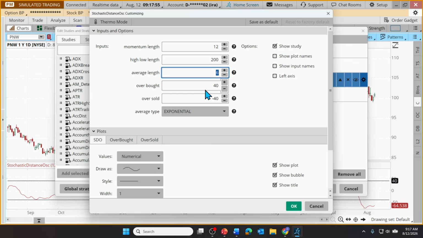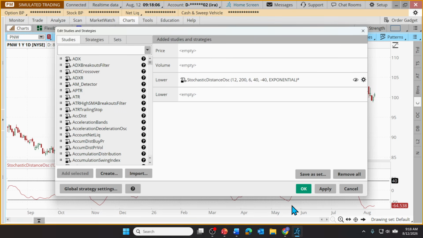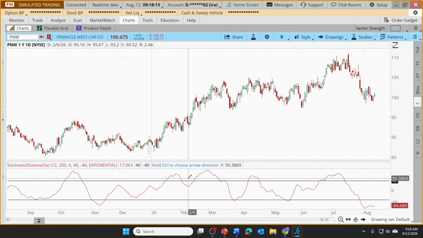Now, if you want to see more about how this is built, this is publicly available data. You can Google it. It's quite an involved indicator. I don't want to go further into it than that, because I want to get into how it might generate buy and sell signals for the trader. So let's go ahead, click OK here, and get back to our Stochastic Distance Oscillator.